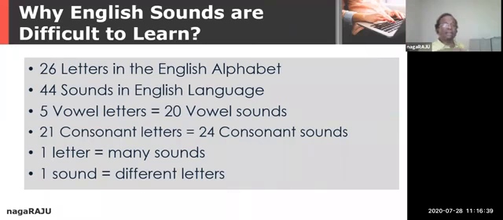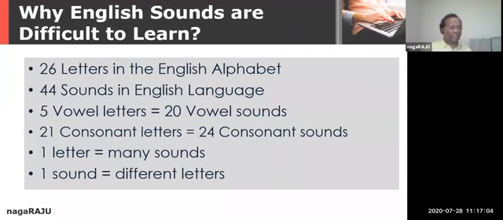These 21 consonant letters can produce 24 different consonant sounds. So 24 plus 20, totally there are 44 sounds. In the English language, one letter can produce many sounds, and one sound, the same sound, can be produced by many different combinations of letters or many different letters.